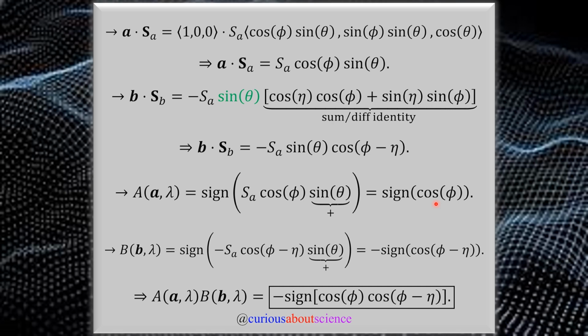All we have left is the sign of cosine phi. We don't care about the magnitude, so we just want the sign of it. Then in B, we have a negative sign already inside. Since the sine is positive, we know that the positive times the negative makes a negative, so you can put that negative outside, good to go.